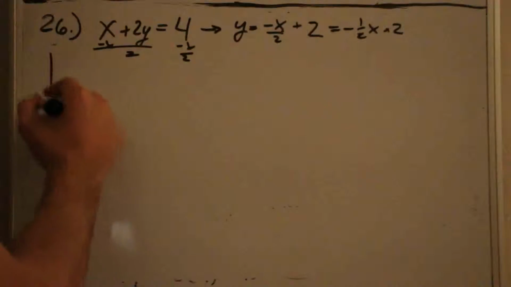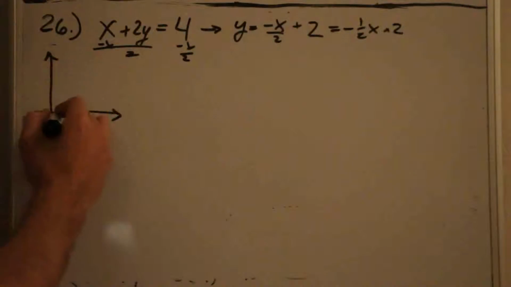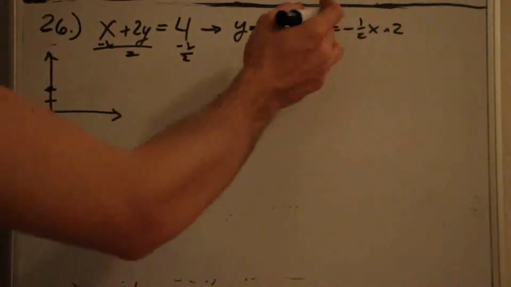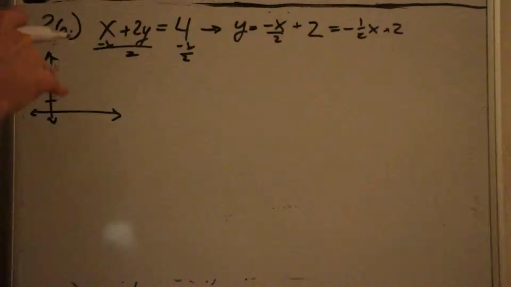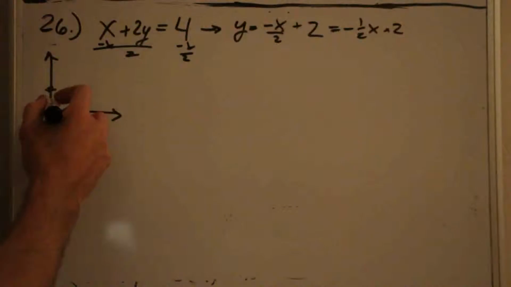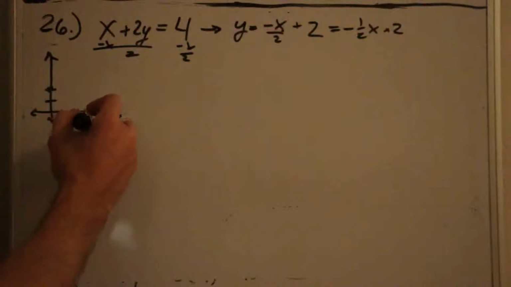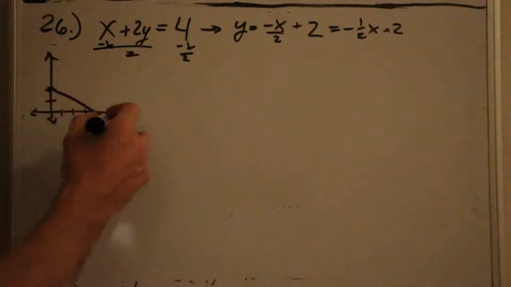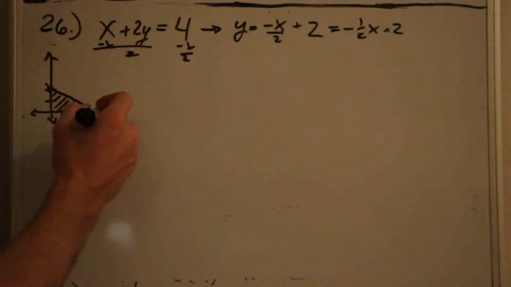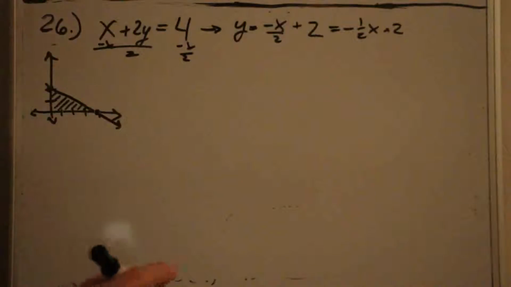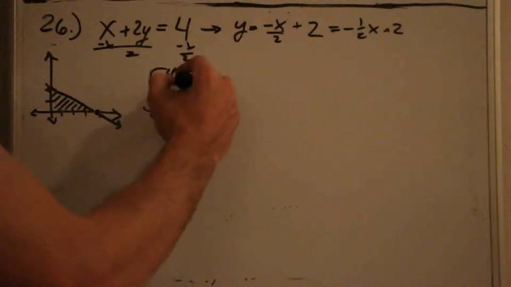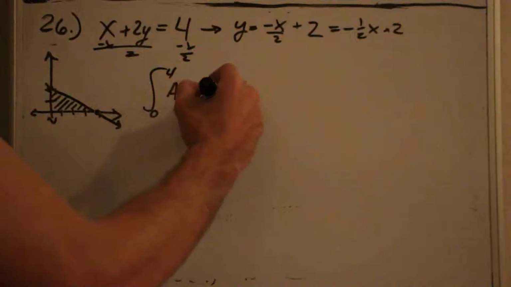Alright, so what's our region going to be? Well, we know that our y-intercept is at 2, and our slope is negative 1/2, which means we go down 1 over 2, rise over run. So it's going to end up being there. So here's our region right there, and it's going to cross the x-axis at x equals 4. So our integral is going to be 0 to 4 of some area dx.